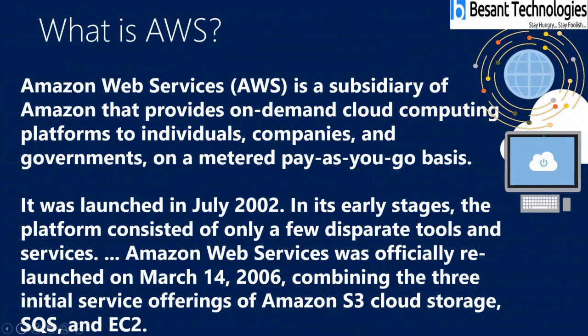Next slide. Now we'll jump to AWS. What we have seen in the cloud computing discussion earlier is applicable to all clouds. Now we'll start with AWS. Amazon Web Services is a subsidiary of Amazon that provides on-demand cloud computing platforms to individuals, companies and governments on a metered pay-as-you-go basis. It was launched in July 2002. In its early stage, the platform consisted of only a few disparate tools and services.